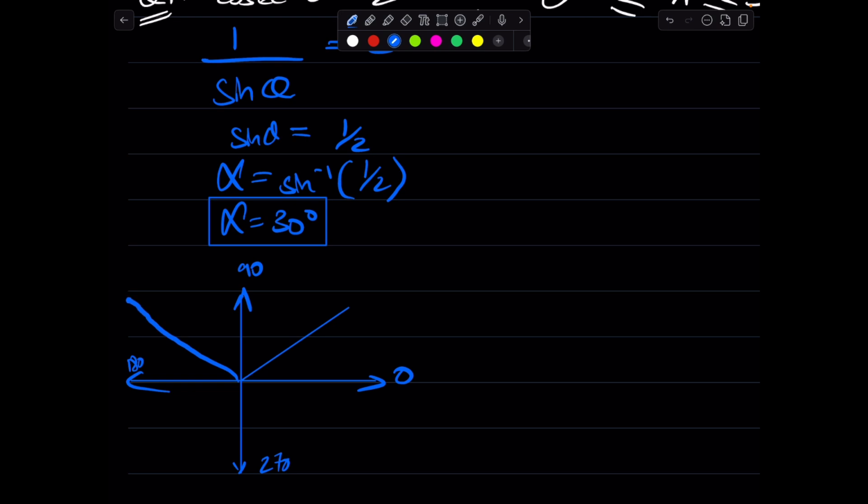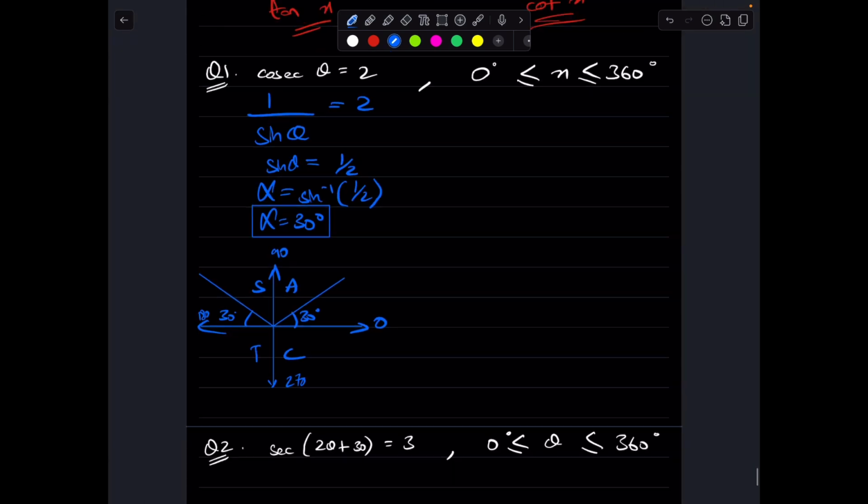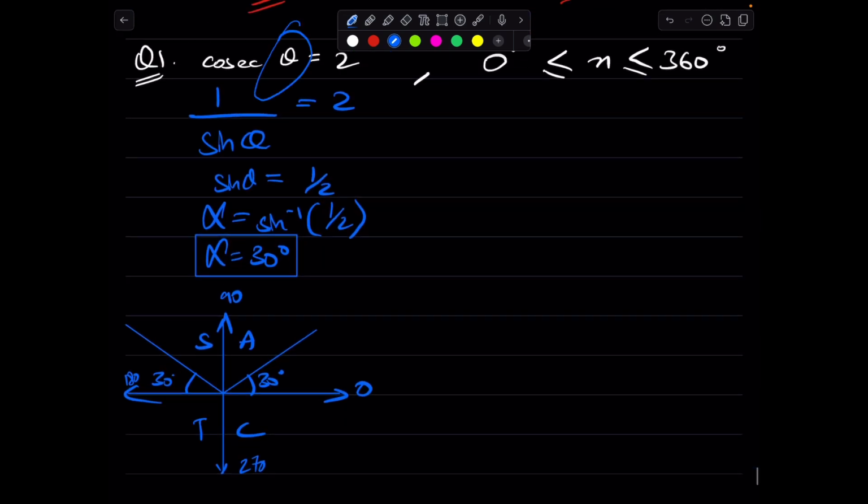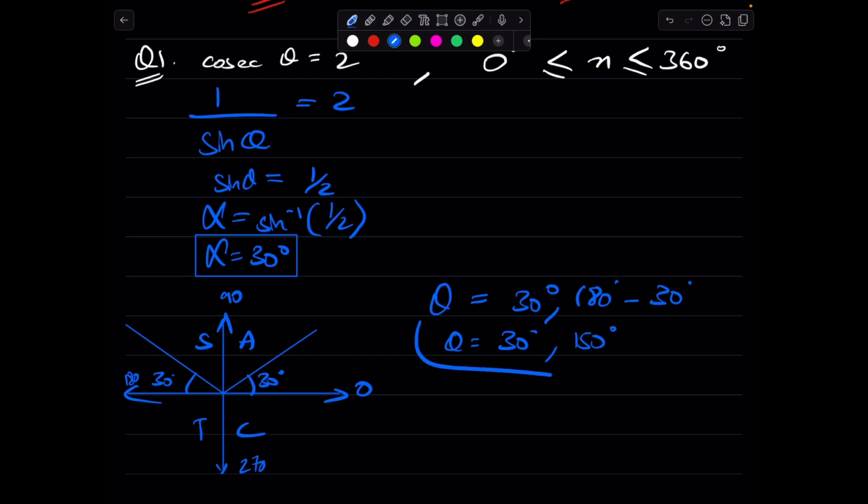Sine is positive in the first and second quadrants, ASTC, and a basic angle forms with the x-axis always. Then we have a theta here, so we'll write theta is equals to 30 degrees in the first quadrant and 180 minus 30 degrees in the second quadrant, and theta is equals to 30 and 150 degrees. This is our answer.